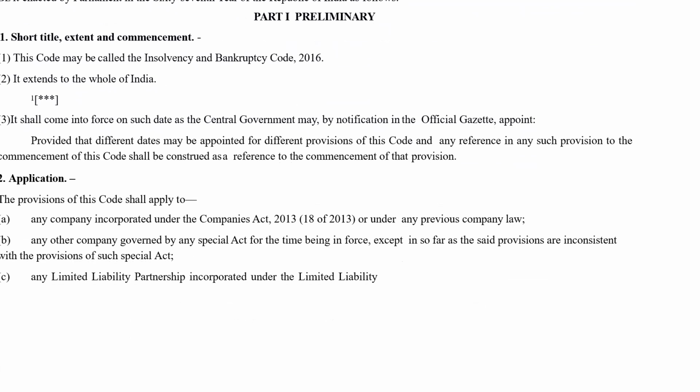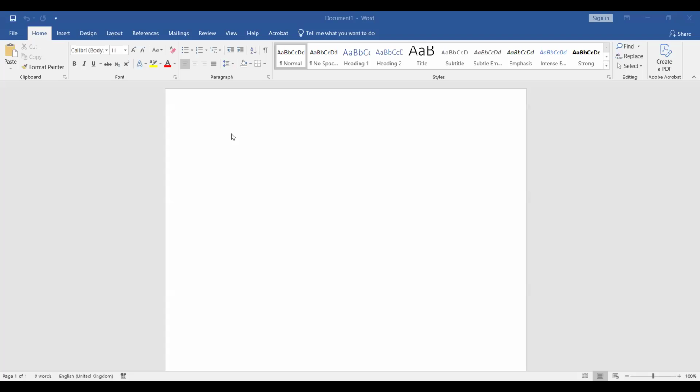Now, before we undertake this study section wise, let us see the various processes involved. So what are the various processes? Let me share a Word file with you. Yes. So this is the Word file. Various processes involved in IBC and how they are different from each other. Let us have a look at the various processes.